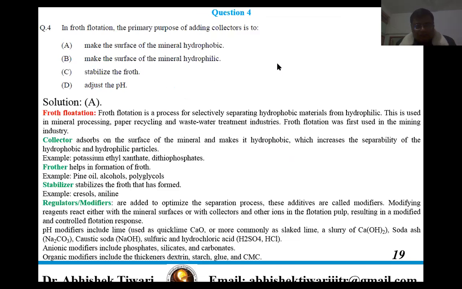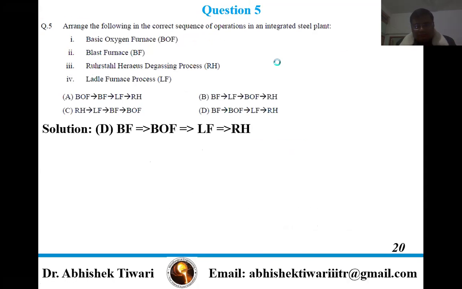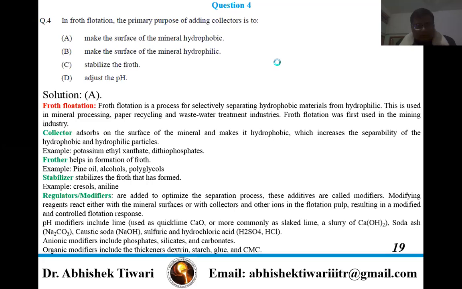Question number 4. In a froth flotation process, the primary purpose of adding collectors is to make the surface of the mineral hydrophobic. So the correct answer is option A.